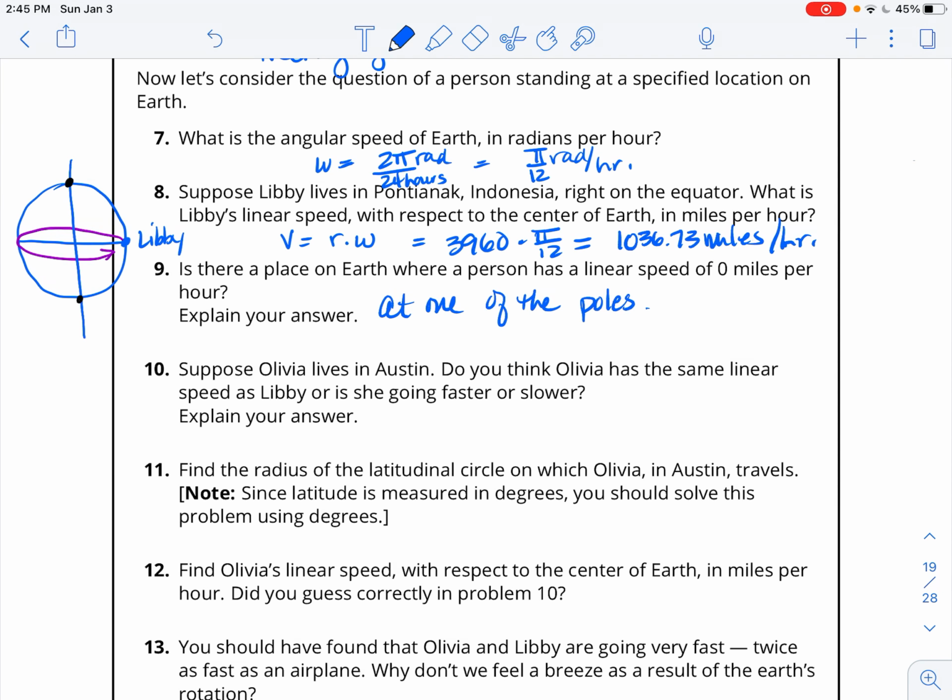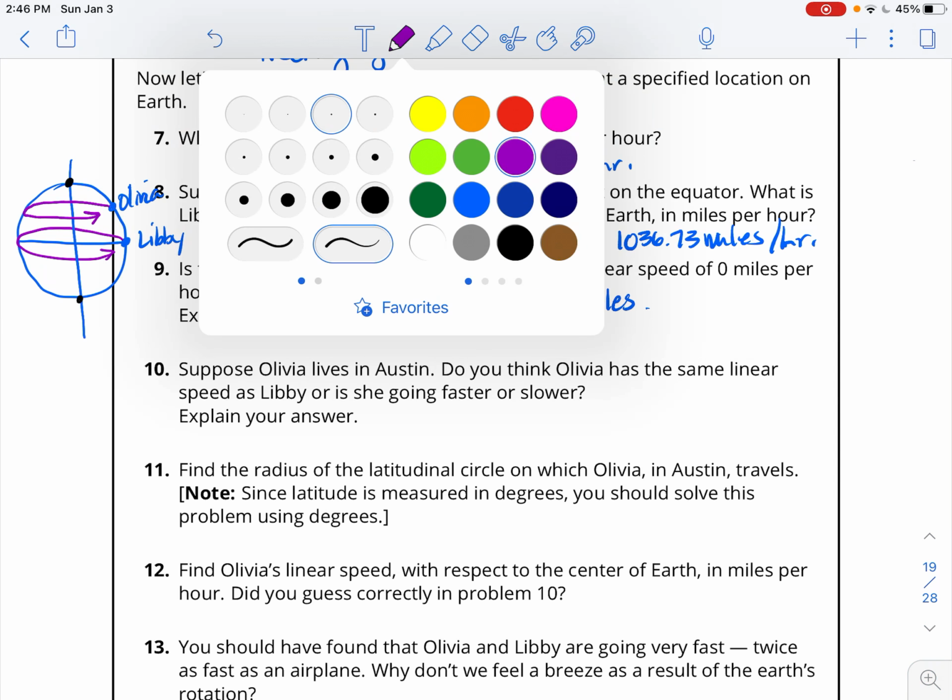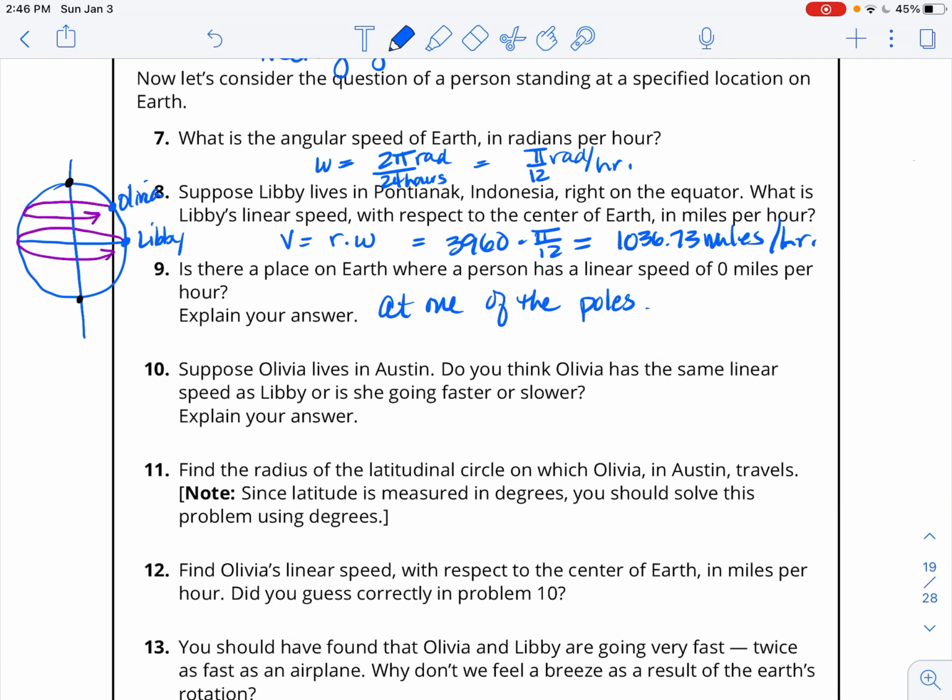Suppose Olivia lives in Austin. So now let's put Olivia right here. That's Austin. Do you think Olivia has the same linear speed? Well, I'm going to guess no, because I can see that her circumference, her circle, is smaller than Libby's. So do I think they have the same linear speed? No. And that is because Olivia travels less distance than Libby in the same amount of time.